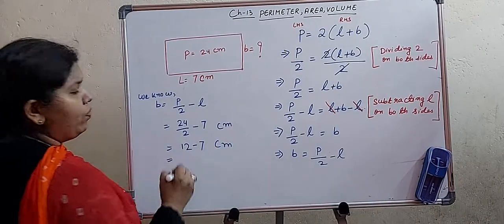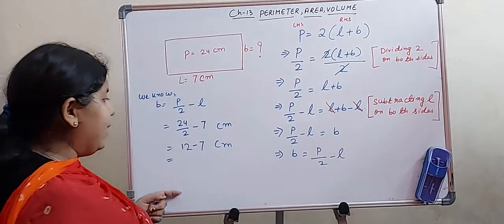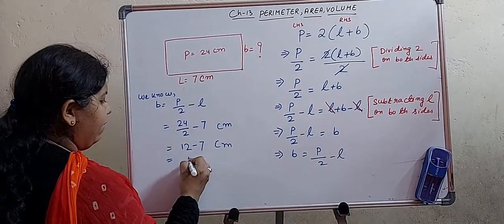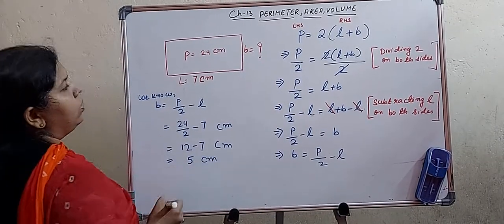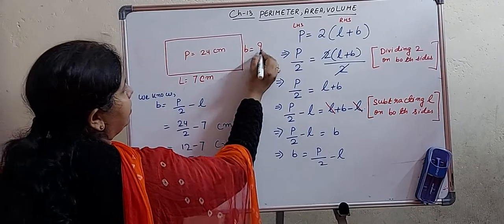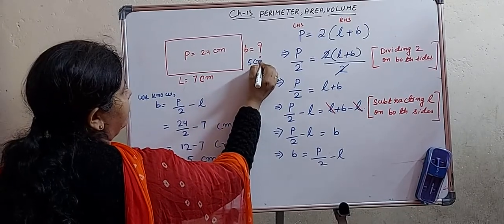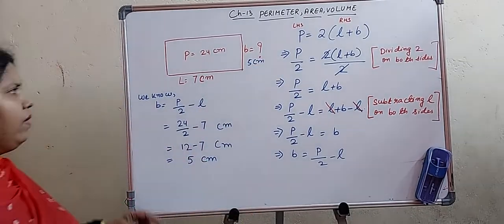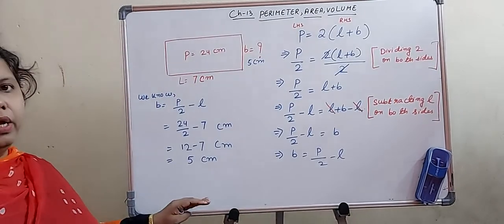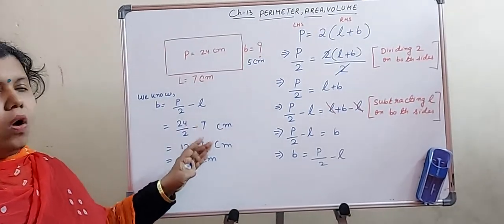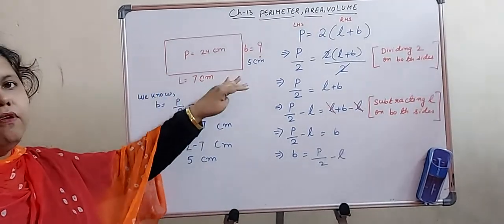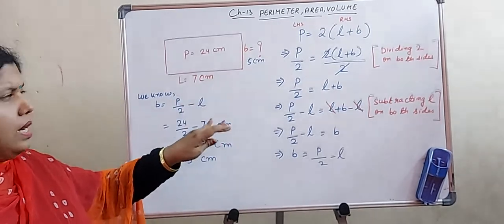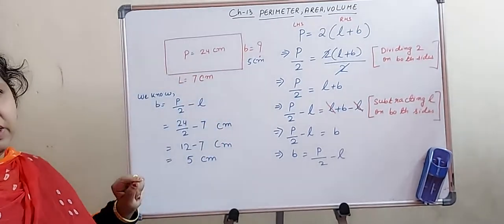So what is 12 minus 7? 12 minus 7 is equal to 5 centimeter. So we got the unknown side B as 5 centimeter. I hope everyone has understood how to take out breadth or length if any one of the sides is given to you and the perimeter is given to you.